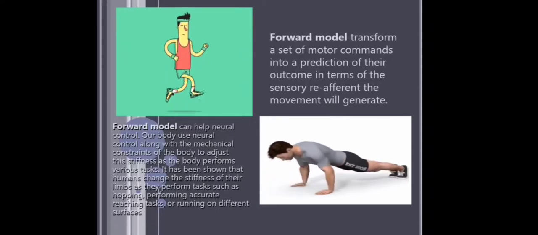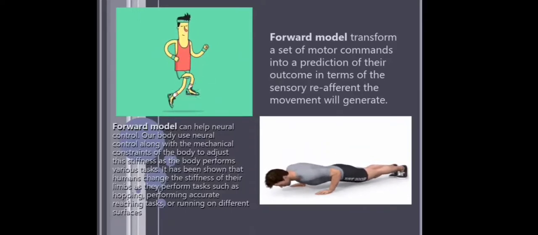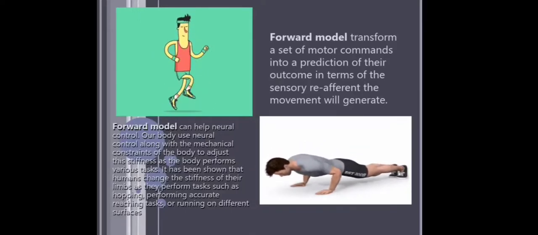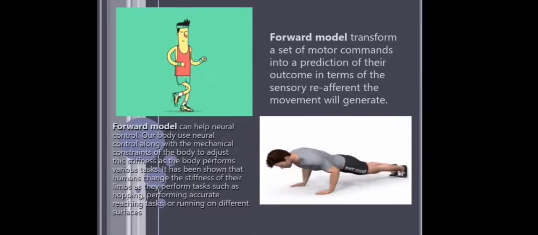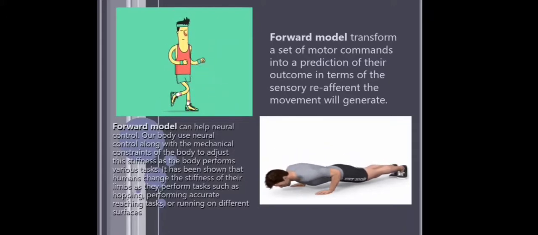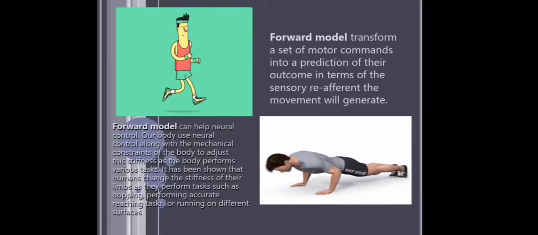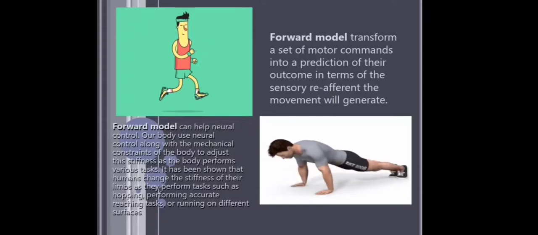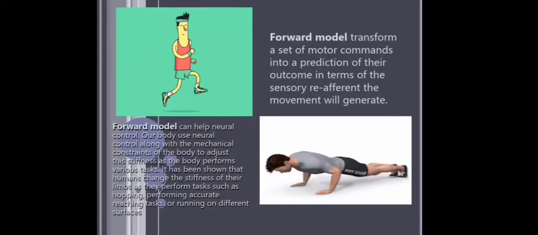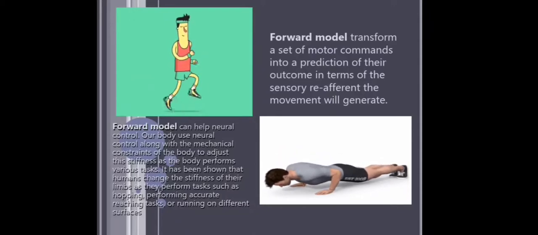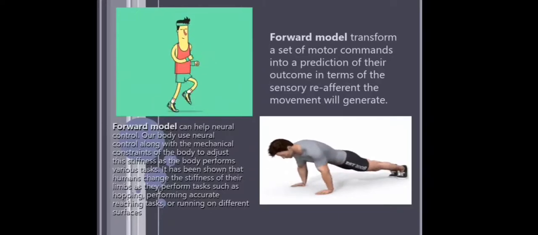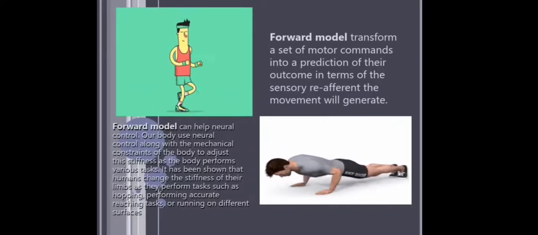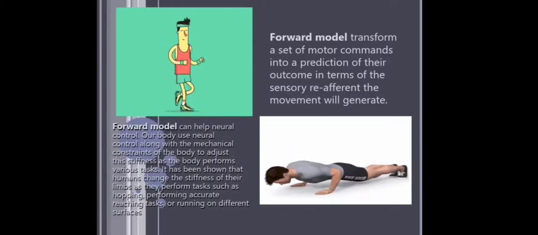So what is neural controls at first? So neural control is a mechanism of our body, especially our neurons. These neurons generate electric signals that passes from the brain to our muscles. So forward modal can help our neural control. Our body uses neural control along with the mechanical constraints of the body to adjust the stiffness as the body performs various tasks. It has been shown that humans change the stiffness of their limbs as they perform tasks such as hopping, performing accurate pitching tasks, or running on different surfaces.